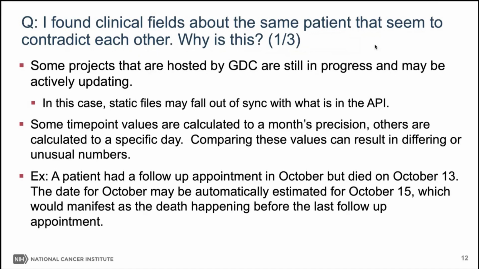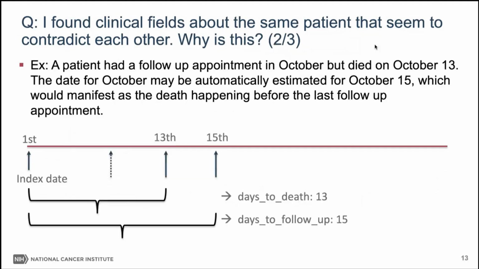One of the specific reasons outside of this that you might see some discrepancies in clinical data is that time point values are sometimes calculated to a month's precision and others are calculated to a specific day. If you compare these values, you'll sometimes get results that can be differing or unusual numbers. So here's an example, but I'll put the same thing on the next page. This is not real data, by the way. I just use October to demonstrate that it's a specific month.